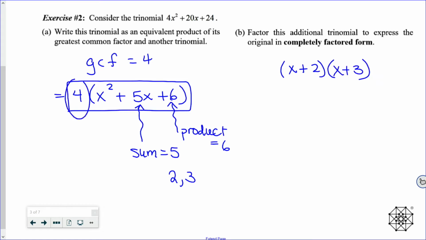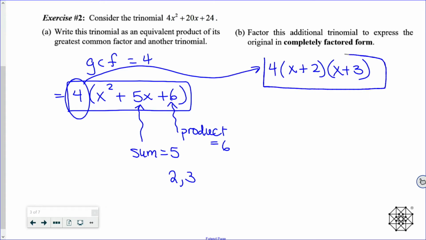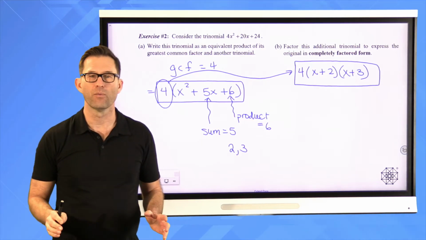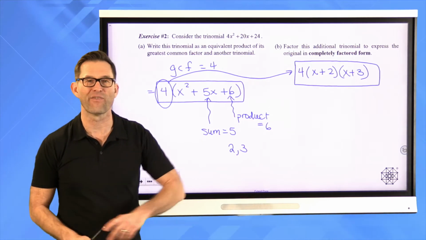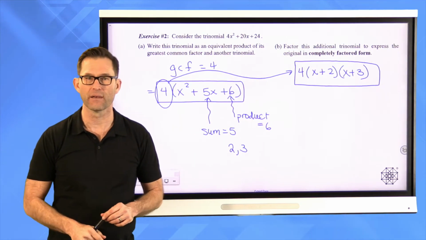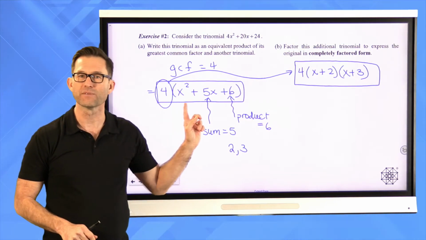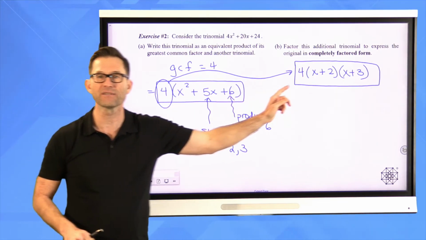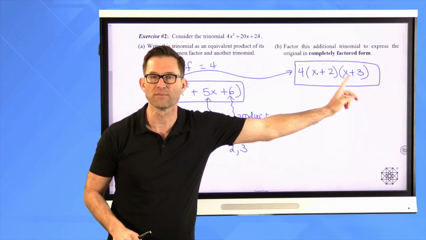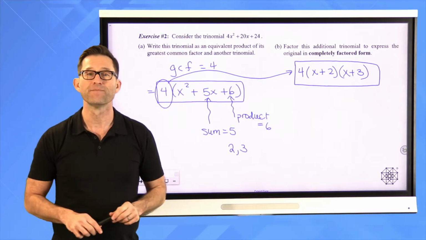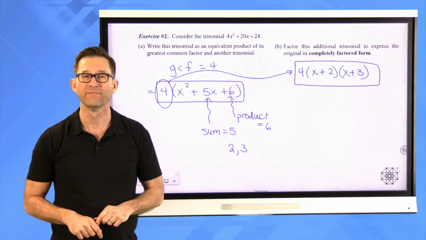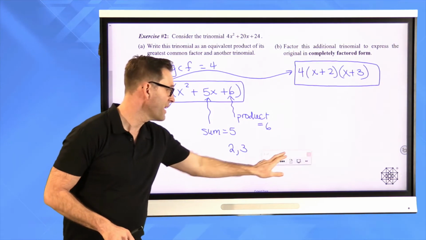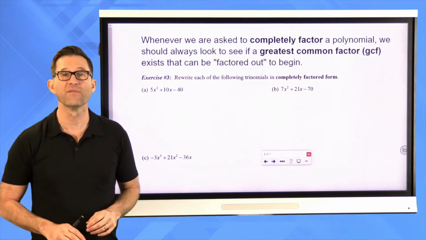But what we also can't forget is that 4. It's not like we get to suddenly drop that GCF. When we say that we're factoring it out, we're not factoring it out and throwing it in the trash can. We're just writing it as 4 times x squared plus 5x plus 6. And then we're taking x squared plus 5x plus 6 and writing that as x plus 2 times x plus 3. And that is factoring completely. So that's really what we're going to focus on for the rest of this lesson.